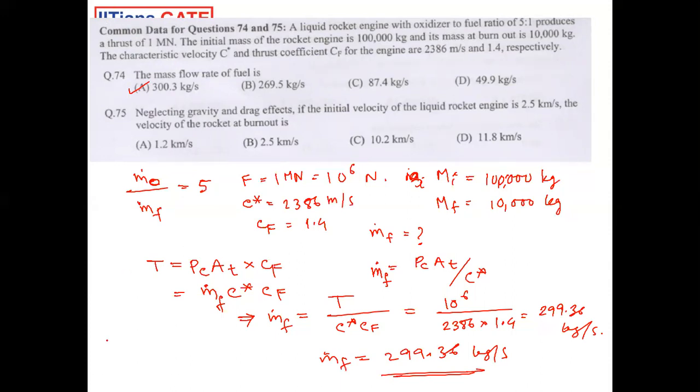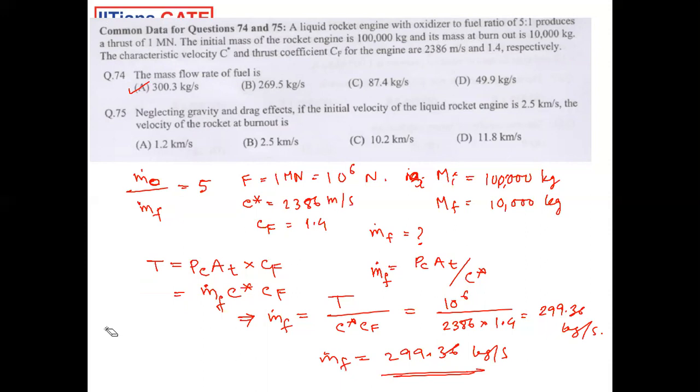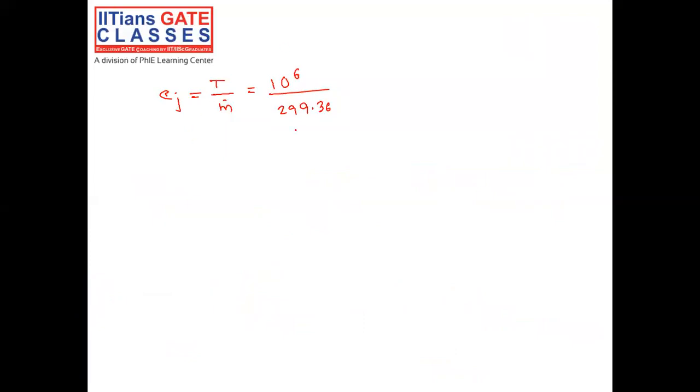Sorry, I made a mistake here. It is asked for the mass flow rate of the fuel. No, it's okay. So this T by m dot gives something around 3340.